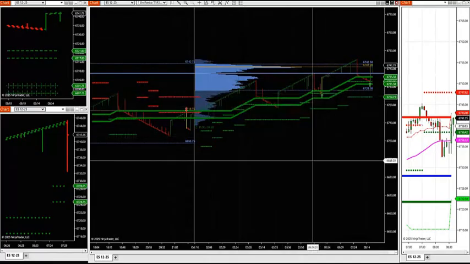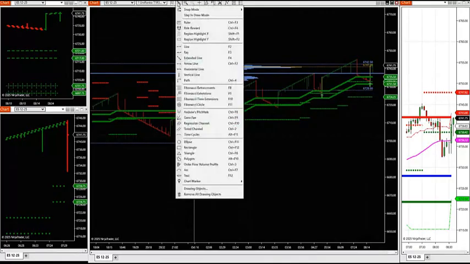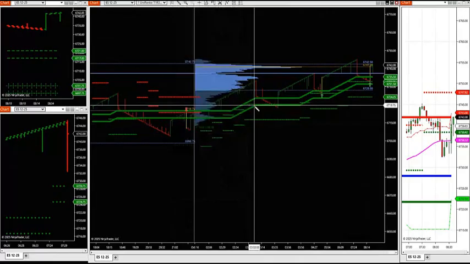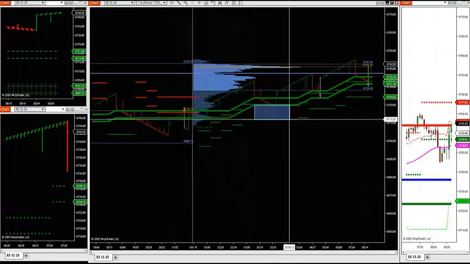So if we look at the buy setups this morning, let's take a look at it. We had a buy setup here. It was inside my 25 buy zone and my trend zone. This is a buy setup.